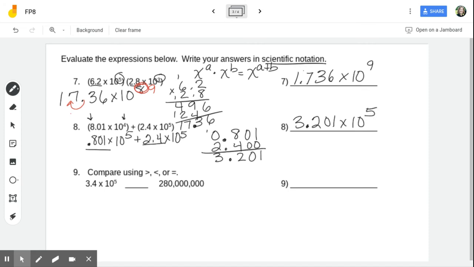To the 5th. This is a preview of what we're going to be doing when we get back from fall break. So that was just kind of a preview.